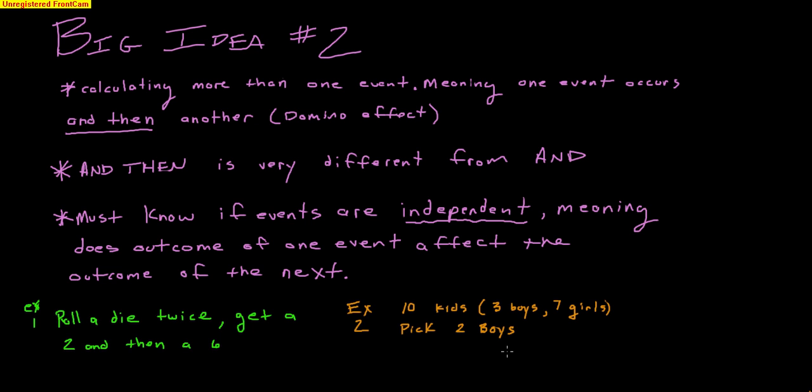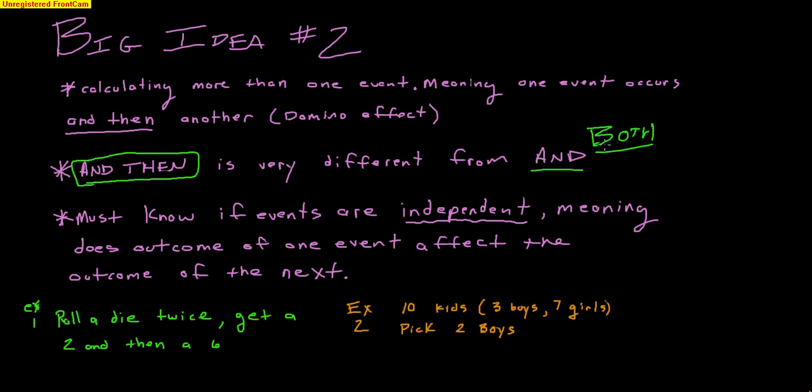Now, this is very different than "and". I want to emphasize here that the phrase "and then" is very different than the phrase "and". "And" by itself means both. Both at the same time. "And then" doesn't mean the same time. "And then" means one thing happens and then something else happens. So it is very, very important that you understand the difference between just saying, hey, both, versus "and then".